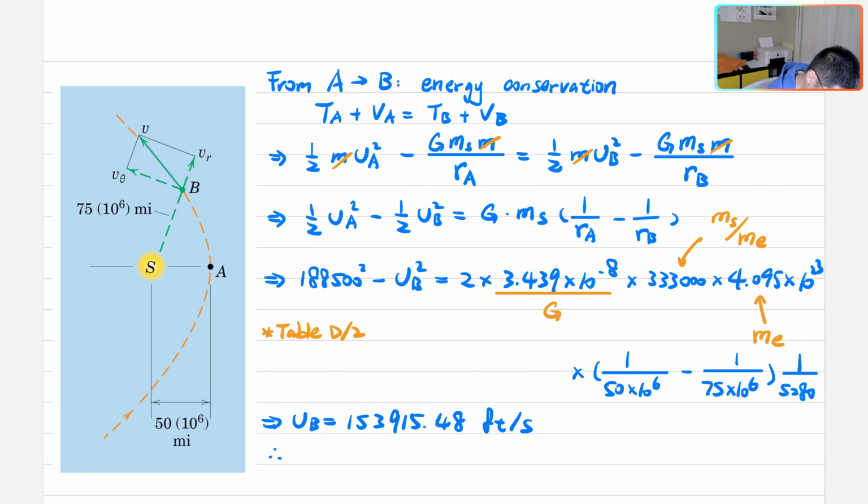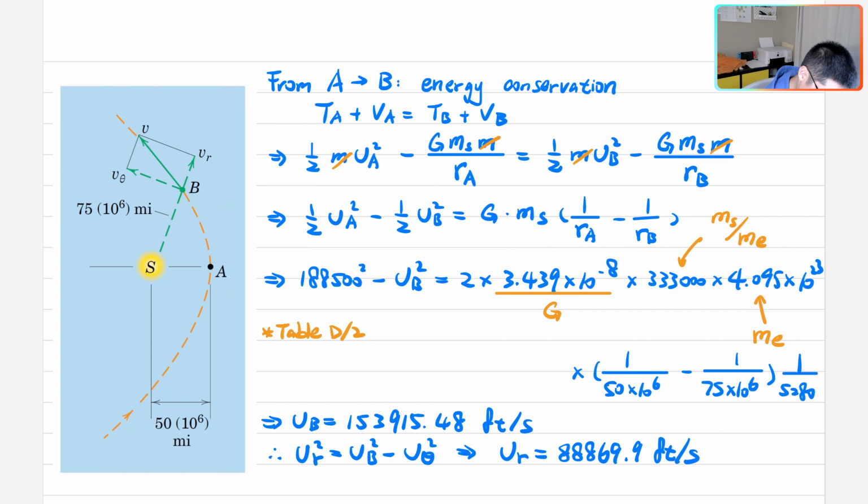Therefore, VR squared equals VB squared minus V theta squared. You'll get VR, the transverse velocity, 88,869.9 feet per second. This is our second answer. We got V theta on the previous page, and we got VR right now.